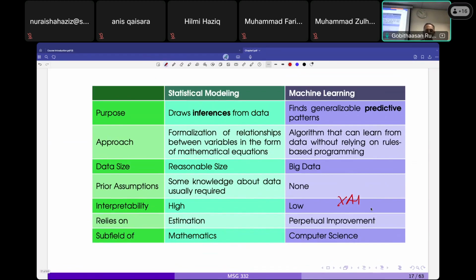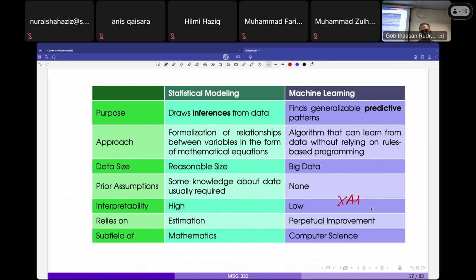And then statistical modeling relies on estimation. Machine learning relies on perpetual improvement. It's a cycle, actually, for machine learning. Machine learning is not one direct flow; rather, it's a cycle. You will keep on improving based on the data, because data keeps on changing, right? So the equation changes, and then the question changes as the data changes. So machine learning is very much adaptive to data changes.